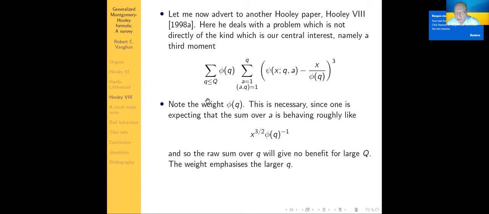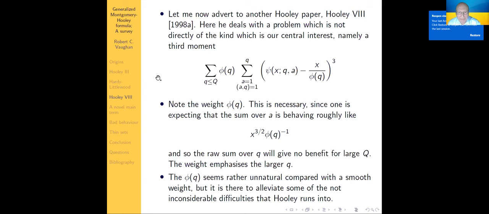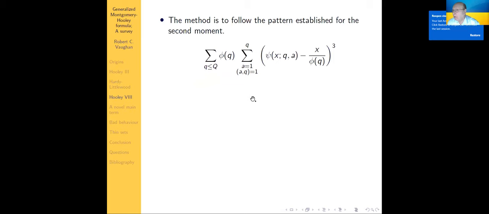You might ask, why doesn't he use a smooth function here? That would be the obvious thing to do. Well, he has a lot of complications in working things out, and it turns out that things just cancel more nicely if you use Euler's function. Hooley runs into considerable difficulties with the process. The process is you cube out this expression, so you now have four terms. And three of those terms you can do by methods that are fairly well established.